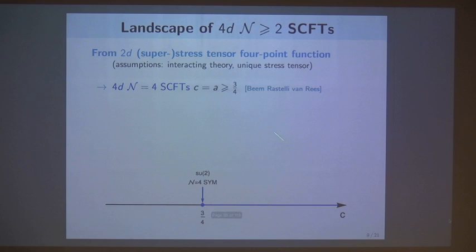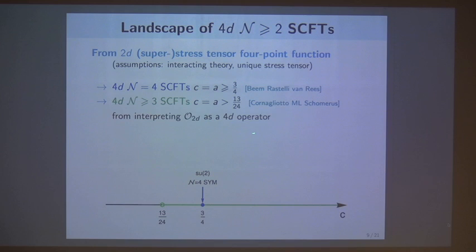If you take 4D N=4 SCFTs, then the central charge, which in N=4 is actually also equal to the anomaly coefficient, has to be greater than 3/4, which we recognize as the central charge of N=4 super Yang-Mills with gauge group SU(2). Now, if you go to N=3, we find a similar bound, 13/24, which sits there. And the bound itself just comes from interpreting a two-dimensional OPE coefficient in four dimensions.